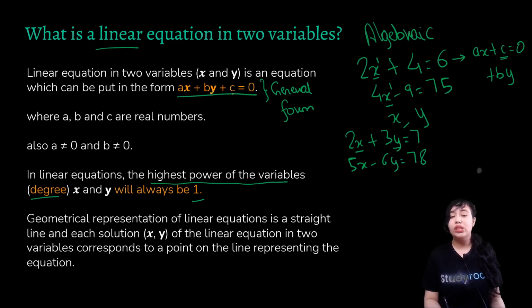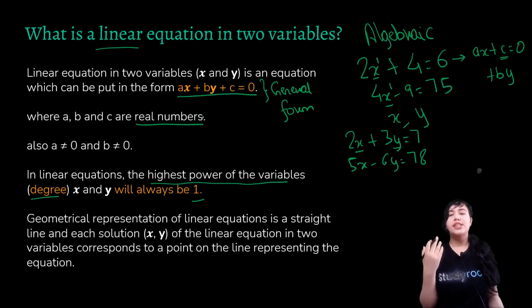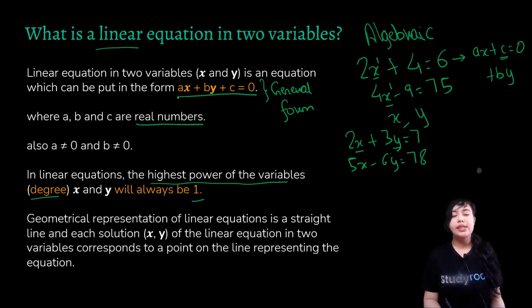A, b and c are constants and they're actually real numbers, which means they can assume any value as long as it is real. Be it whole numbers, natural numbers, integers, which could be positive, negative, fractions, decimals, rational numbers, irrational numbers, any of them. But the only condition here is that a and b cannot be equal to 0. This is a very important condition. You'll just understand this, why it's important.